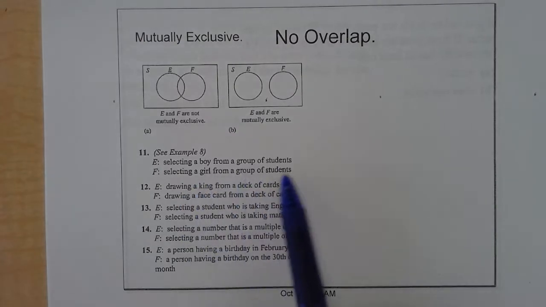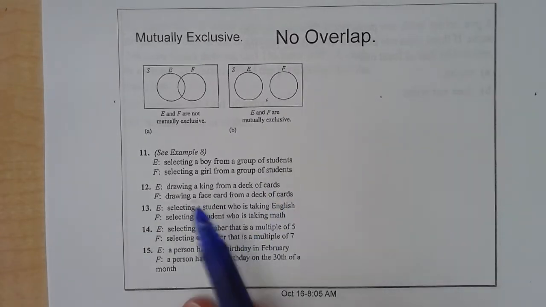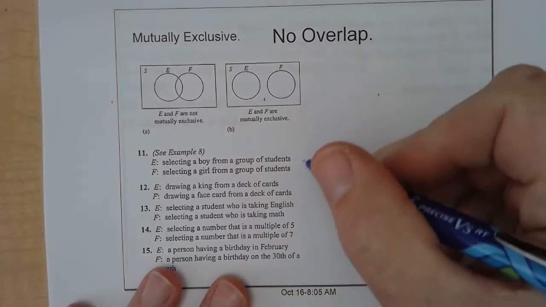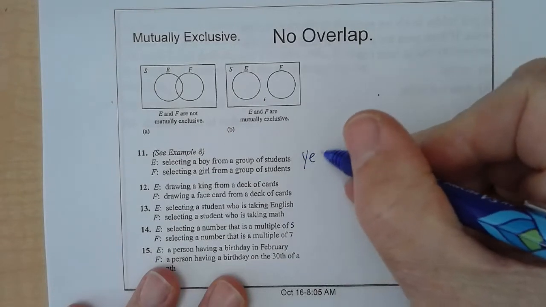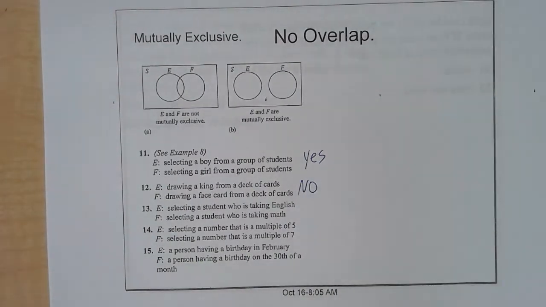Selecting a boy from a group of students, selecting a girl from a group of students. So in a probability book like this, you're either a boy or a girl. That's the way that this book is set up. So it's either you're one or the other. So that would be a yes. Drawing a king from a deck of cards, drawing a face card. Well, a king is a face card. So there's overlap between the two. So that would be no.